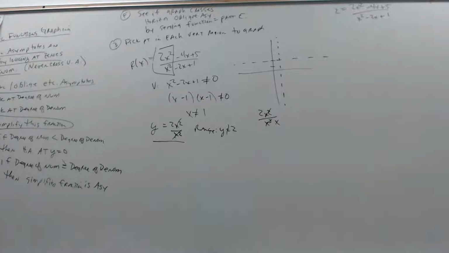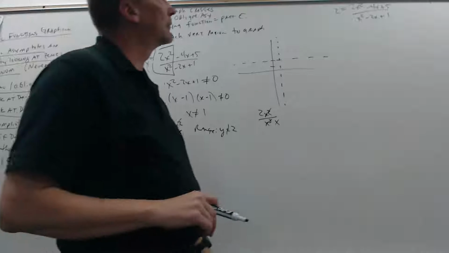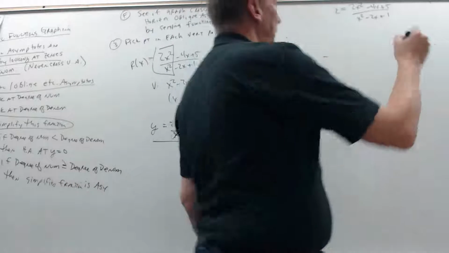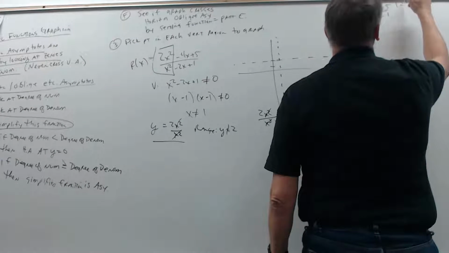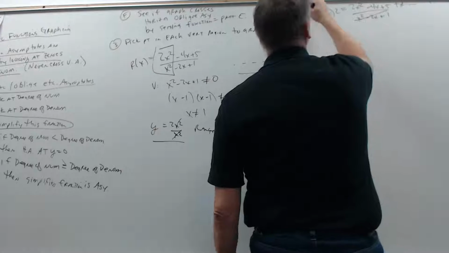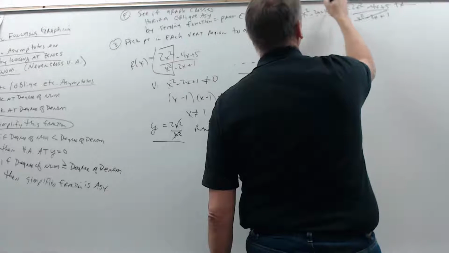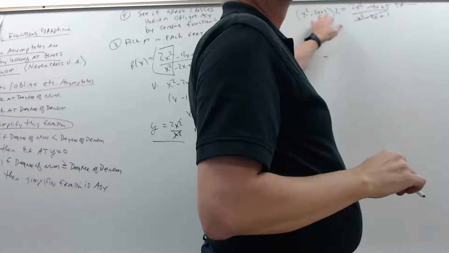So then when we take the bottom, the denominator, we're going to multiply by the denominator. That's going to go away, and I'm going to multiply this by x squared minus 2x plus 1. Okay, so now we're going to FOIL this out.